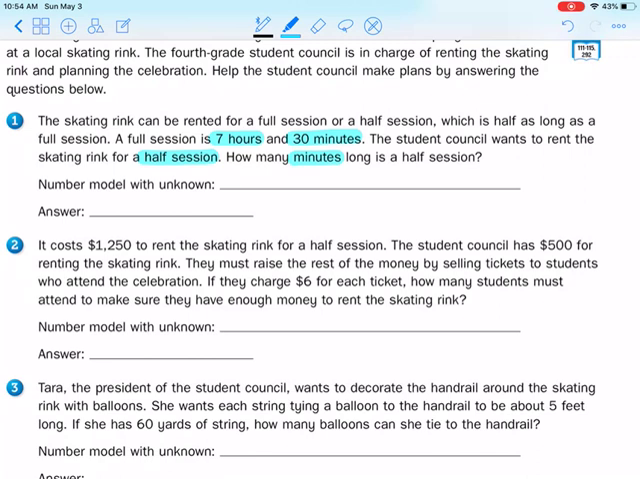We have to convert the full session, which is 7 hours and 30 minutes, into minutes. It all has to be the same. When you're converting, you want it to be the same unit of measurement. So either all in hours, all in minutes, all in seconds. Here, we can't turn 30 minutes to an hour. It's not big enough. So we need to convert hours to minutes. And they actually want the answer in minutes. So that is a better converting. They'll tell you in the answer what they want you to convert it to. So it says you have to write the number model with the unknown and then answer it.